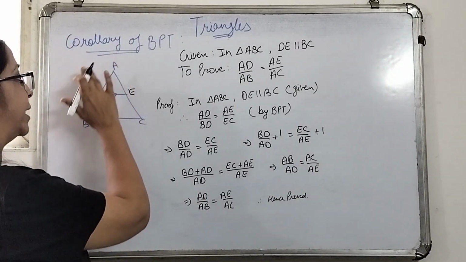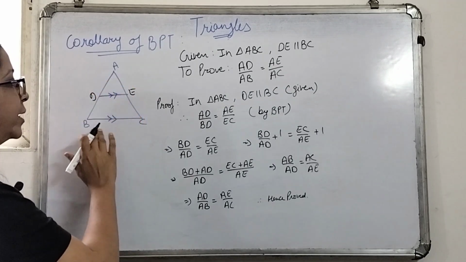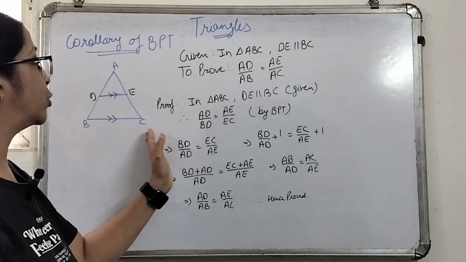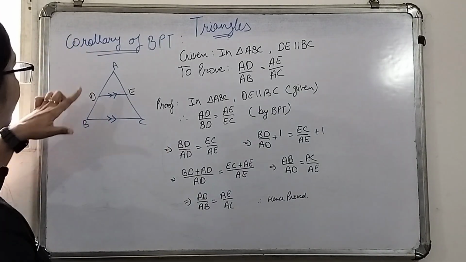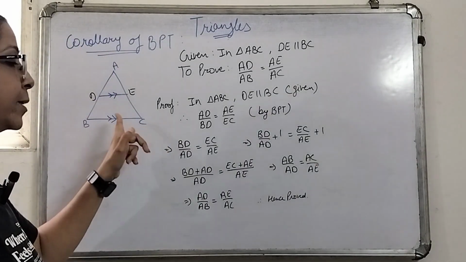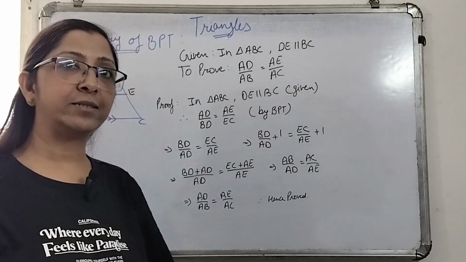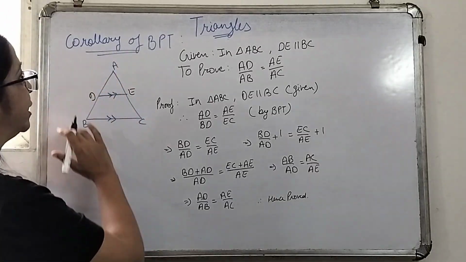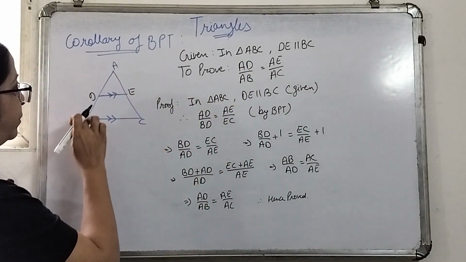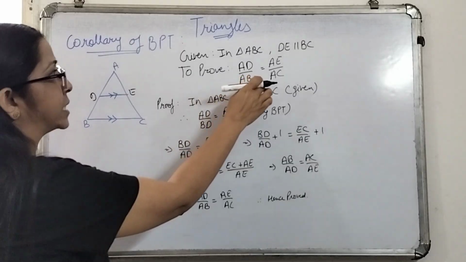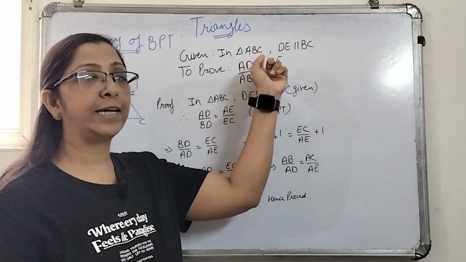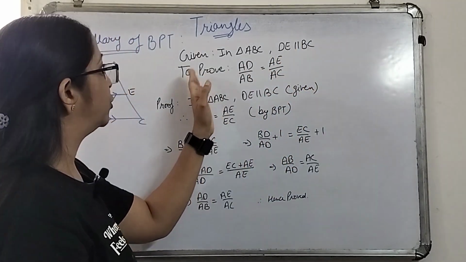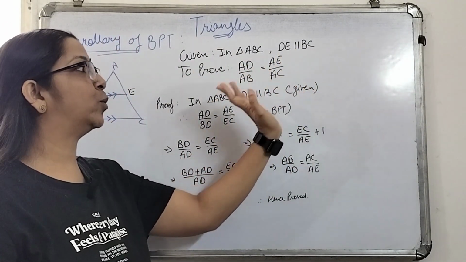Now here again, given to us is that there is a triangle ABC in which DE is parallel to BC. What we need to prove is AD over AB will be equivalent to AE over AC. It is a part of your exercise question, although it is a corollary of BPT also. So given to us is that in triangle ABC, DE is parallel to BC, and we need to prove that AD over AB is equivalent to AE over AC.